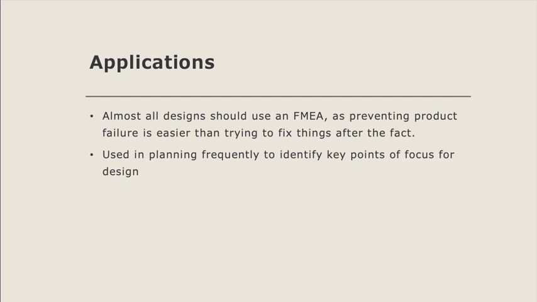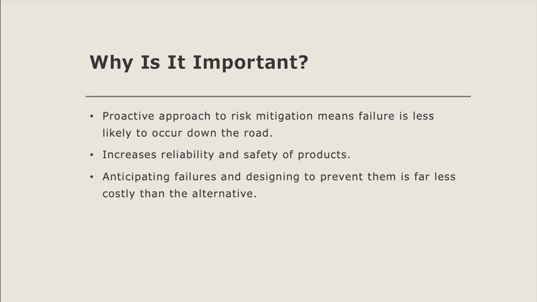Almost all design should use an FMEA, as preventing product failure is far easier than trying to fix things after the fact retroactively, and it is used in planning frequently to identify key points of focus for design. It is very important because proactive approaches to risk mitigation means failure is less likely to occur down the road, which increases reliability and safety of products. It anticipates failures, and designing to prevent them is far less costly than letting them happen and trying to fix them after. In some cases, it might even be impossible.